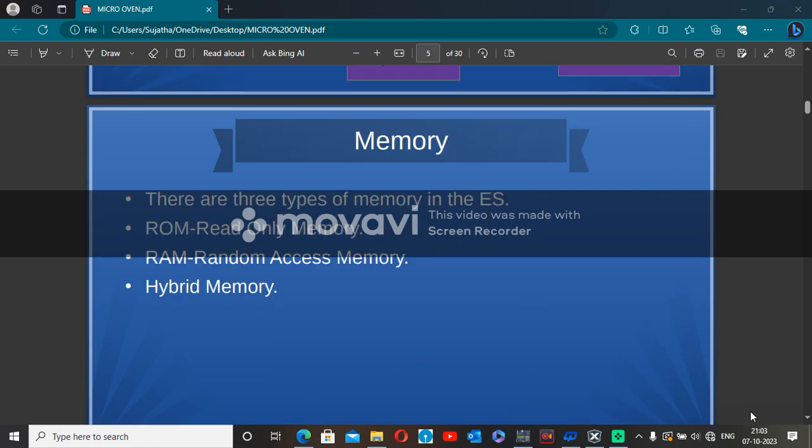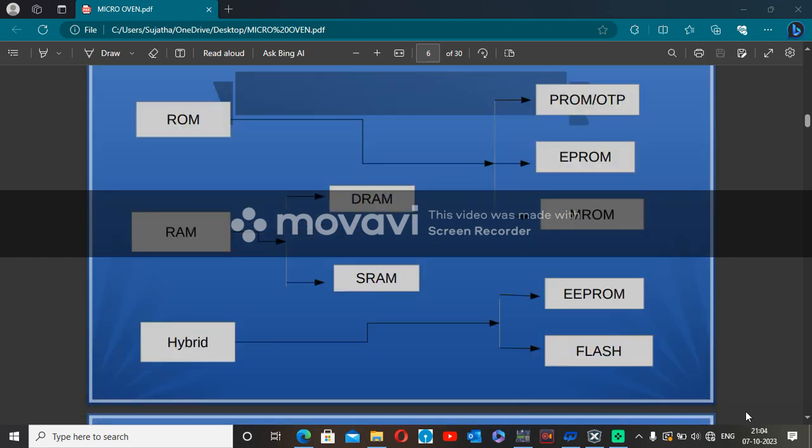Let us know about the memory types in embedded systems and their arrangements. There are three types of memories in embedded systems: RAM, random access memory, ROM, read-only memory, and hybrid memory. Further, these memories are divided into subclasses. RAM, ROM and hybrid memory are divided into these types.